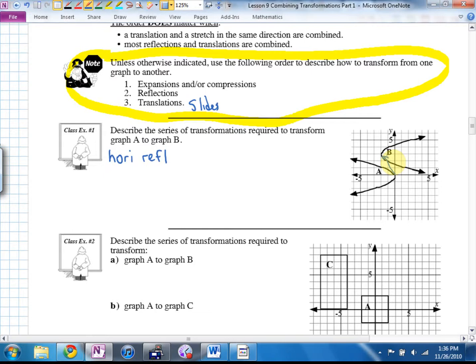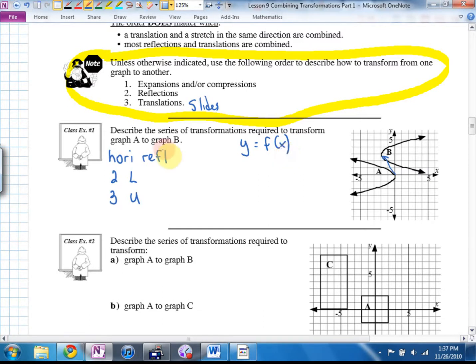How has this graph been moved? How has it been moved? You know what? Let's do horizontal and then vertical. So 2 left, 3 up. I can even write the equation now, assuming the original equation was our good old generic function.